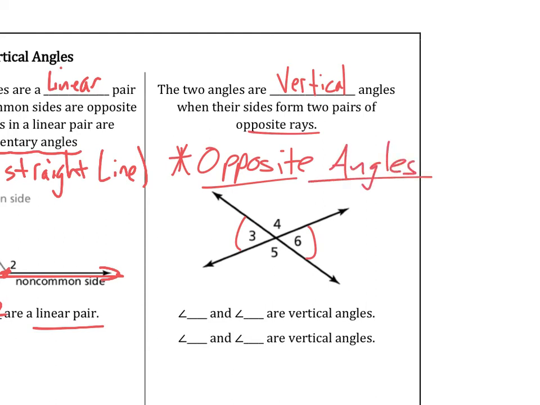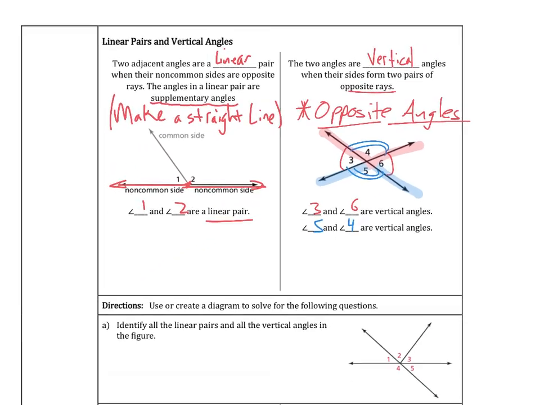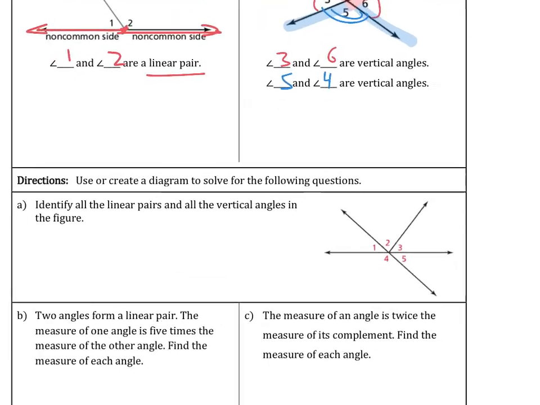So here, angles 3 and 6 are vertical angles. Also, angles 5 and 4 are vertical angles. 5 and 4, okay? So here's 5 right here. 5 is that highlighted angle, and 4 is that highlighted angle. They are opposite of each other. Their sides are opposite, okay?